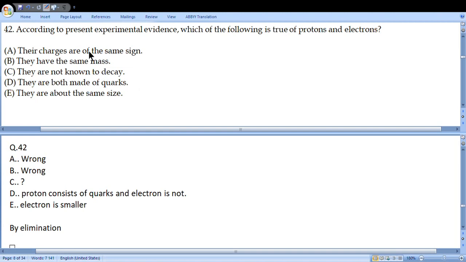So by the method of elimination, we eliminate A, B, D, and E, and we take C. So it looks like they are not known to decay. Theoretically, a proton can decay, but this has not been observed practically.